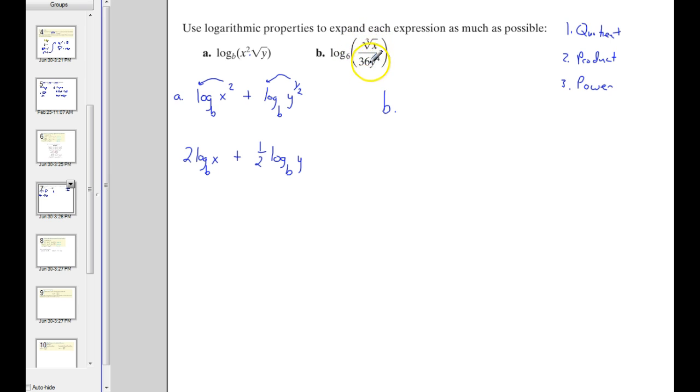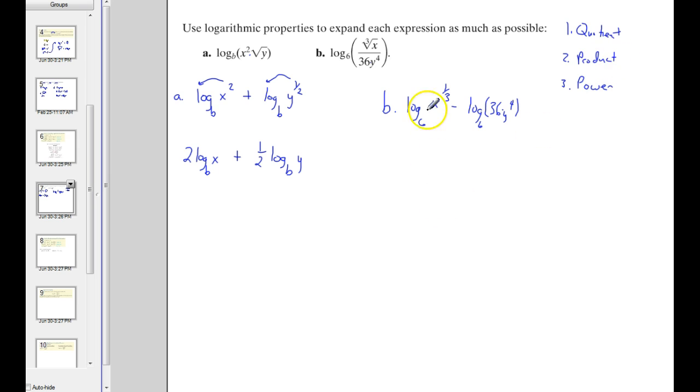Log of the top minus log of the bottom. So log base 6 of x to the 1/3. Remember, cube root is the same thing as 1/3 power. Minus, that's the division bar, minus log base 6 of the denominator, 36 y to the 4th. And there's our multiplication that we're going to use for the product rule.